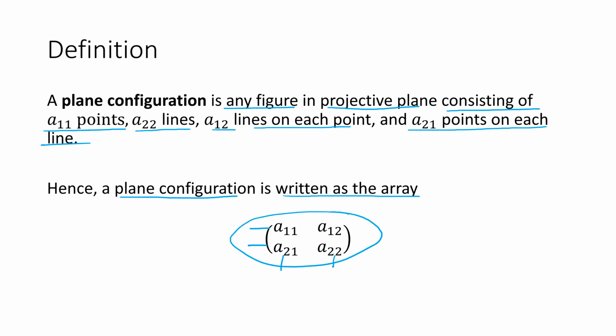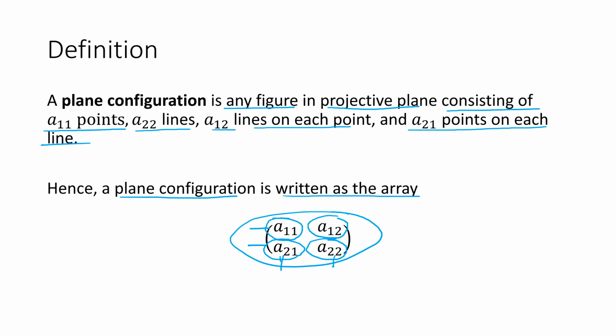So, in the first row and first column of the array, we have the number of points. In the second row and second column, we have the number of lines. In the first row and second column, we have the number of lines on each point. And in the second row and first column, we have the number of points on each line.